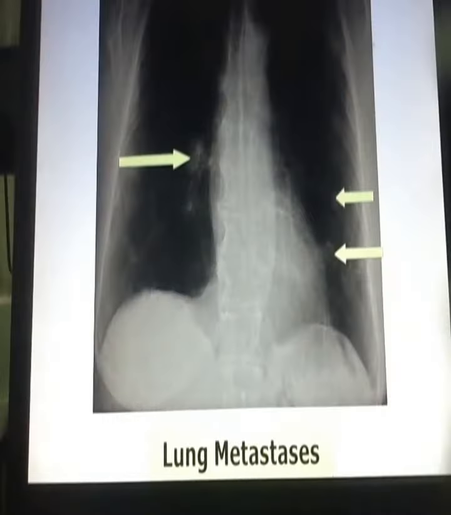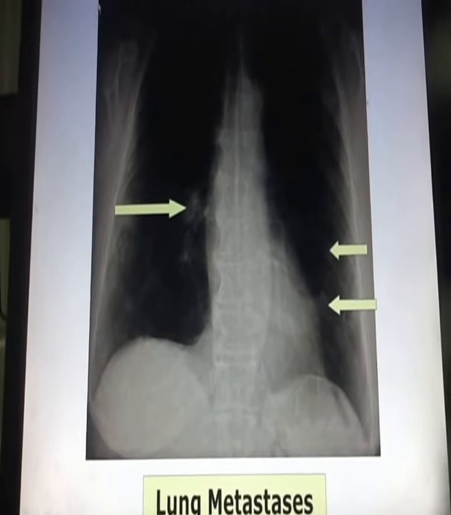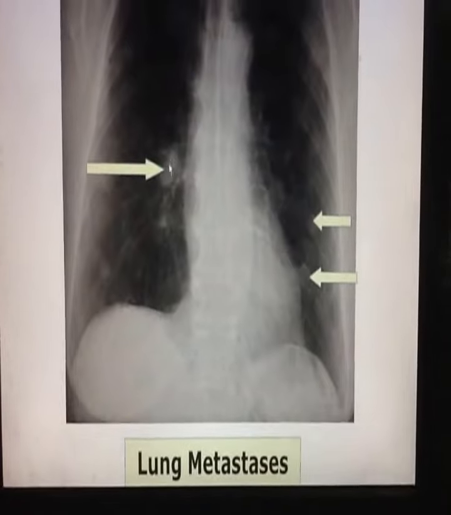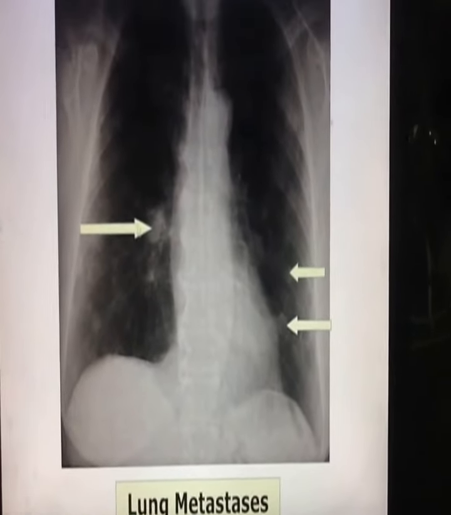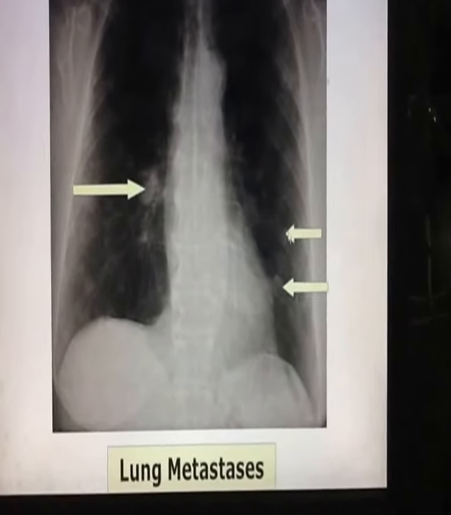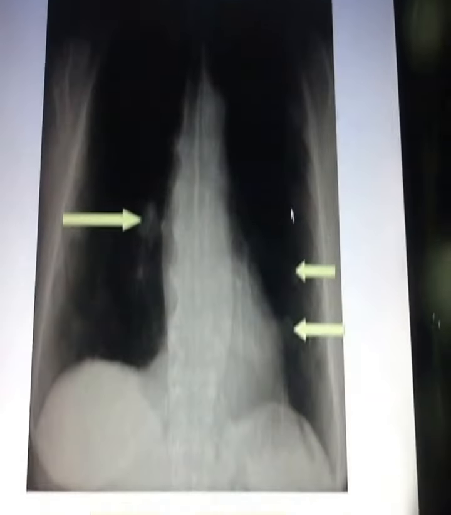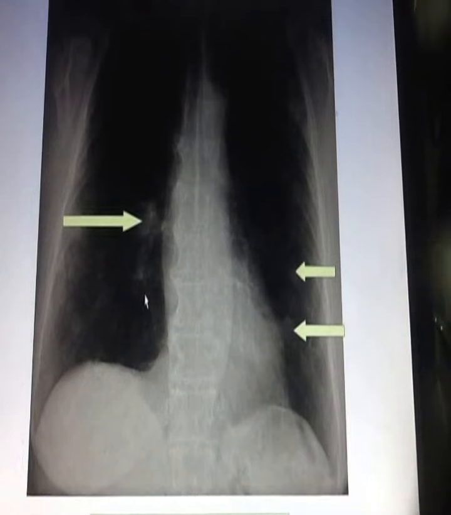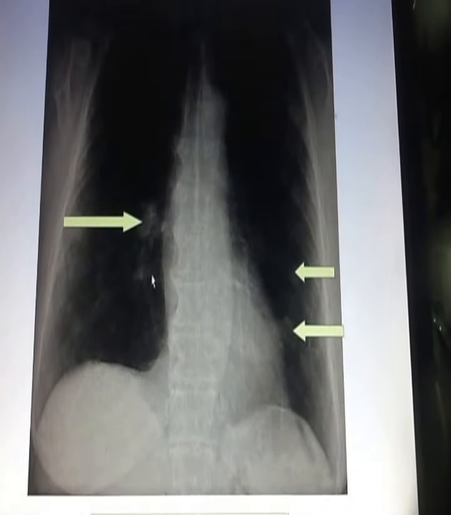Now we have finally this image, a chest X-ray of a patient showing diffuse multiple nodules or haziness. Those nodules are metastatic tumor into the lung fields. Here we have multiple nodules, and on the other side we have other nodules. So this is lung metastasis from a malignant tumor.